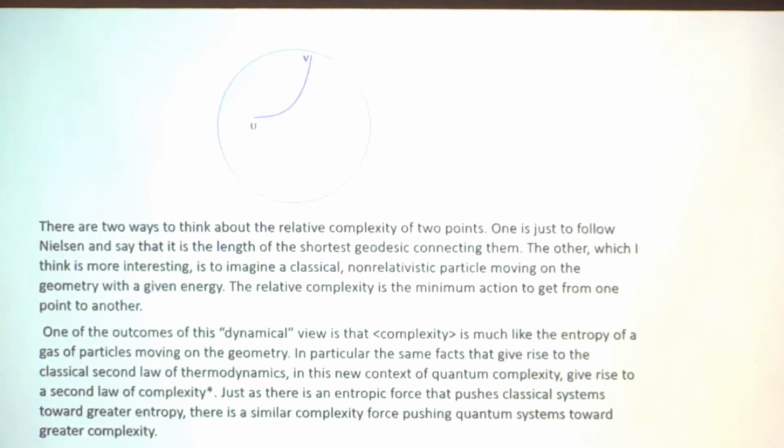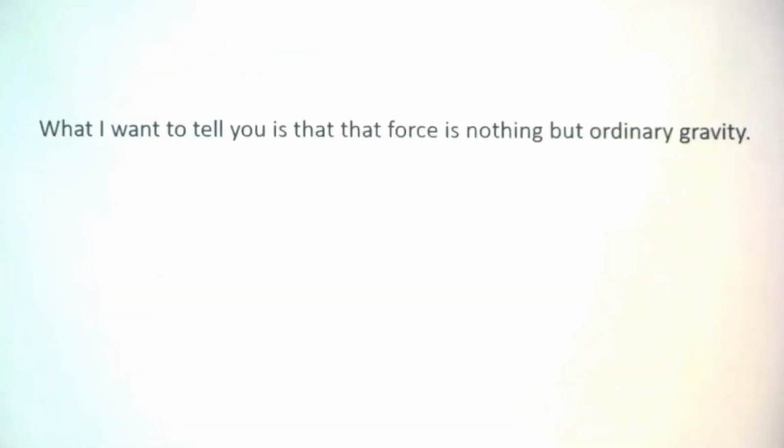One of the outcomes of this view is that there's a second law of complexity. The second law just means, very simply, that there's a kind of pressure or a kind of force on systems to push them toward larger complexity, in the same way, or a similar way, to the way there's a force that pushes systems to larger entropy. What I'm going to tell you today is that that force is nothing but ordinary gravity.